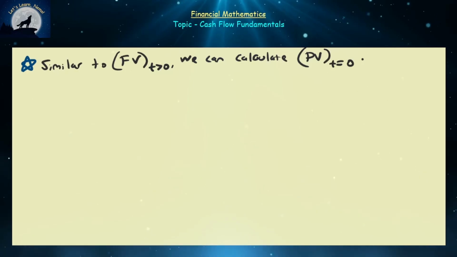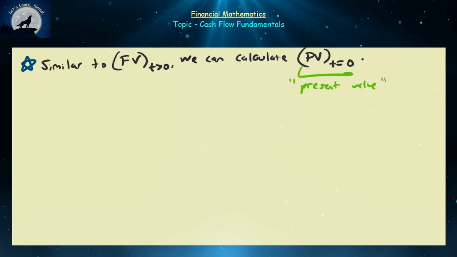So similar to how we can calculate the future value of a sequence of cash flows, we can also calculate something abbreviated by PV at t equals 0. So what do you think PV stands for? So we have future value. This is going to be the present value. All right, so it's the present value. So if you make a transaction tomorrow, the next day, and the next, what is that really worth today?